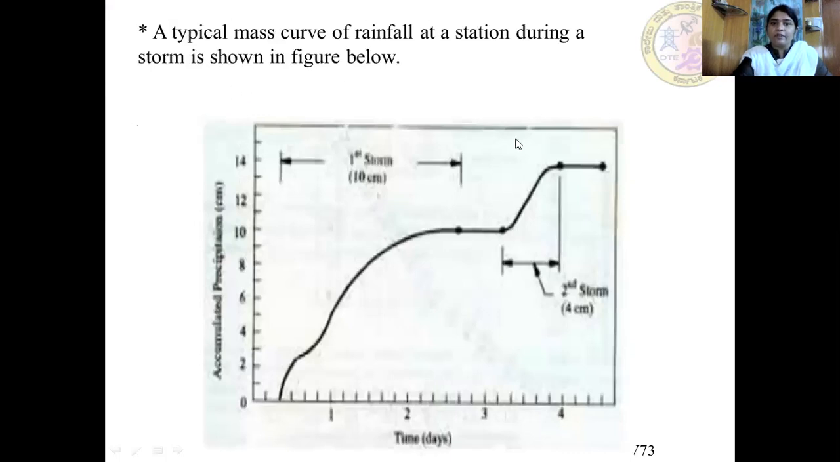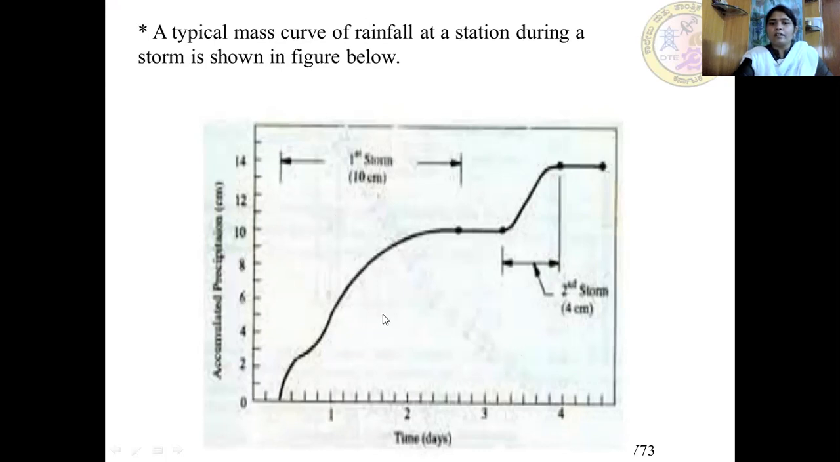So you can see the figure here. A typical mass curve of rainfall at a station during a storm is shown below. So here is the time in days: first day, second day, third day, fourth day. Okay, what is the amount of accumulated precipitation? So during the first hour, or during the first 20 minutes or 40 minutes, if it is 4 centimeter, it will be plotted. Then second hour, third hour. In this way, at different hours, it is plotted, and then it is joined by a smooth curve, and this curve is known as the mass curve of rainfall.